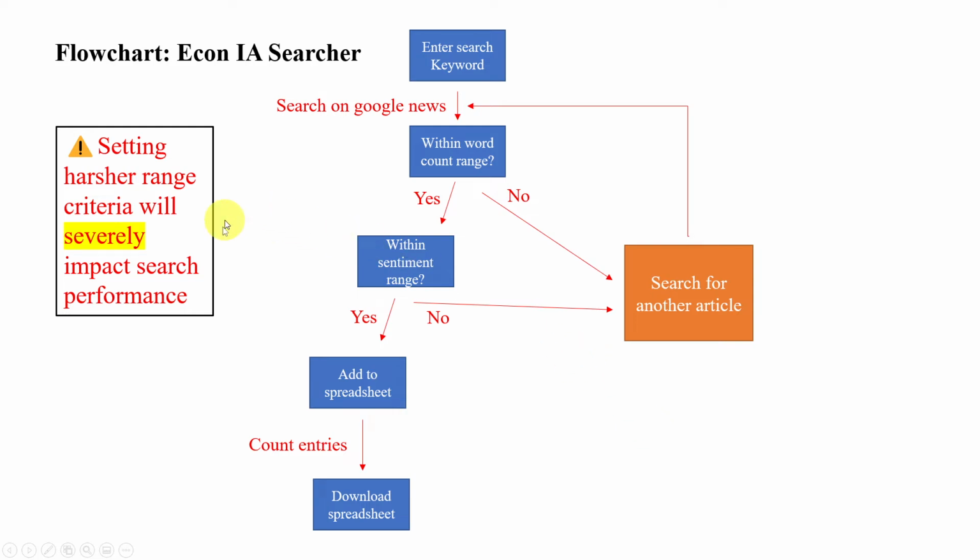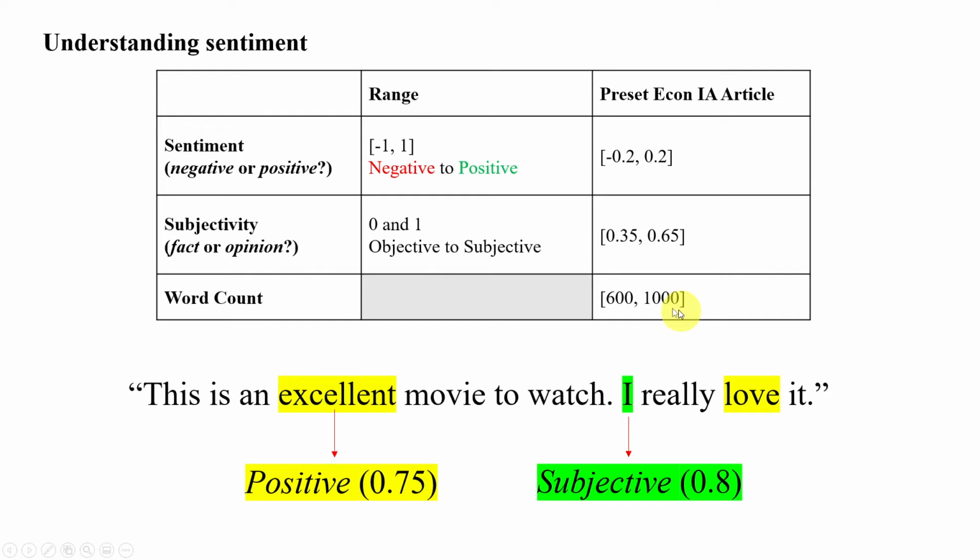So one thing to note is that setting harsher range criteria would severely impact search performance, which is quite obvious. If we want the word count range to be very narrow, then fewer articles on Google search would satisfy the criterion, which would make it take longer to search for the relevant articles that we want.